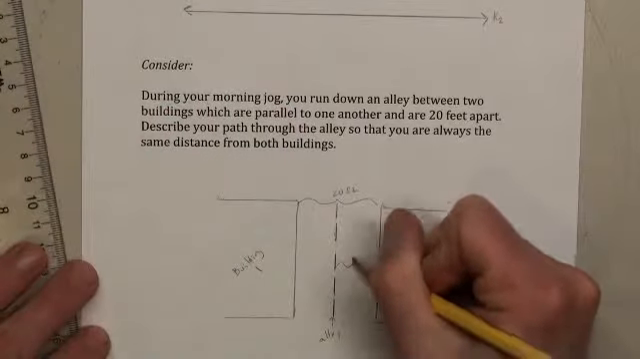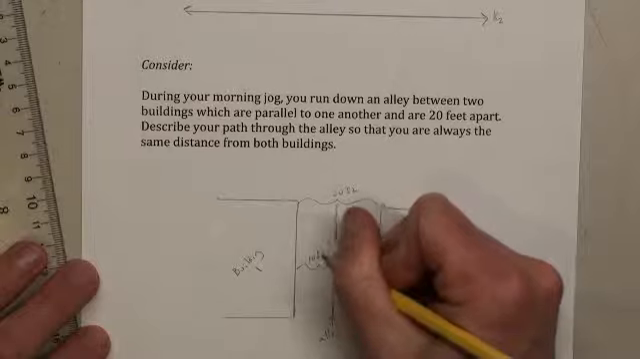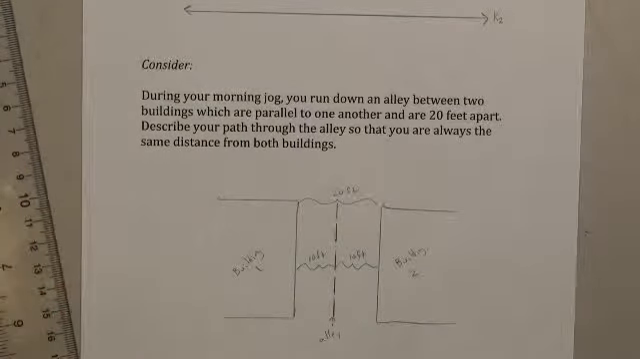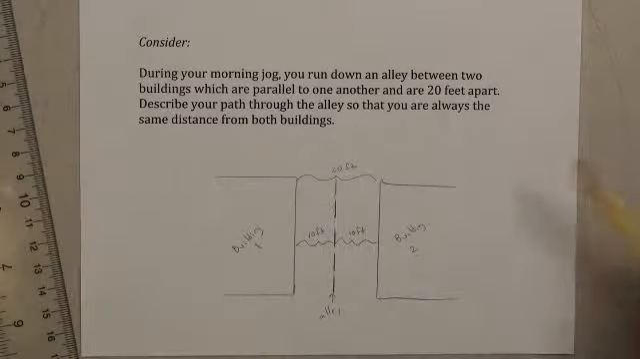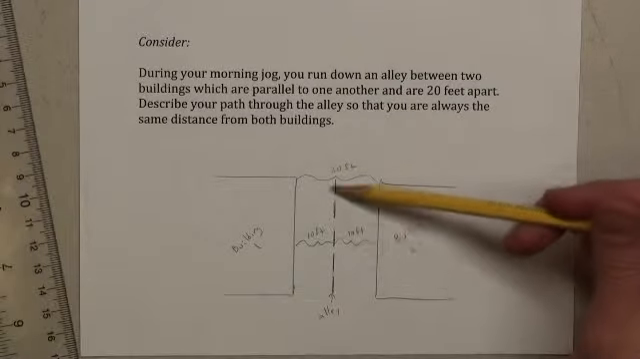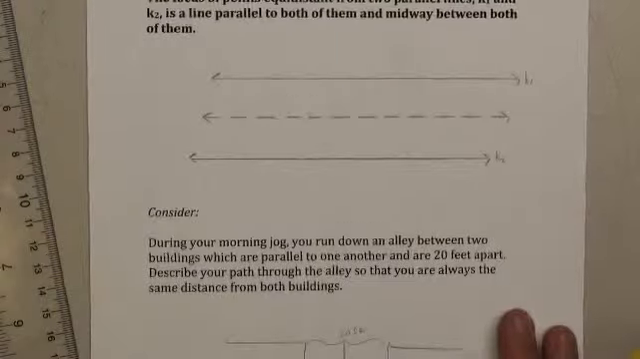And you will be how far from each building? You'll be half of 20, which is 10. You'll be 10 feet from each building. Okay? It's very simple. It's very basic. Don't make this any more complicated than it is. It wants to know all the points that are equidistant between these two parallel buildings, and it's obviously directly in the middle. That's what this locus theorem says.